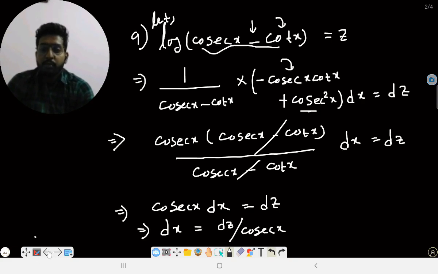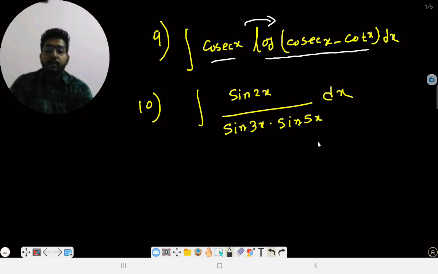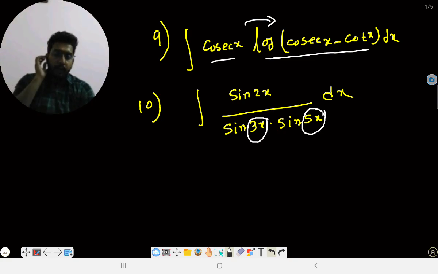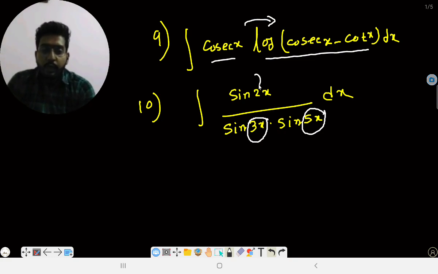Now we'll do question number 10. How to solve question number 10? Here you can see integration, it is given sine 2x divided by sine 3x and sine 5x. Now look here, there is a pattern. There is a 3x and there is a 5x. You can see 2x can be written as 5x minus 3x, so 2 can be written as 5 minus 3.